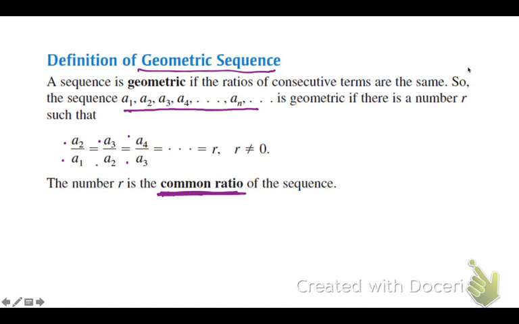So again, geometric sequences have a common ratio. I found it by taking the second divided by the first, the third divided by the second, and so on. And they all need to be the same. Am I good to go?